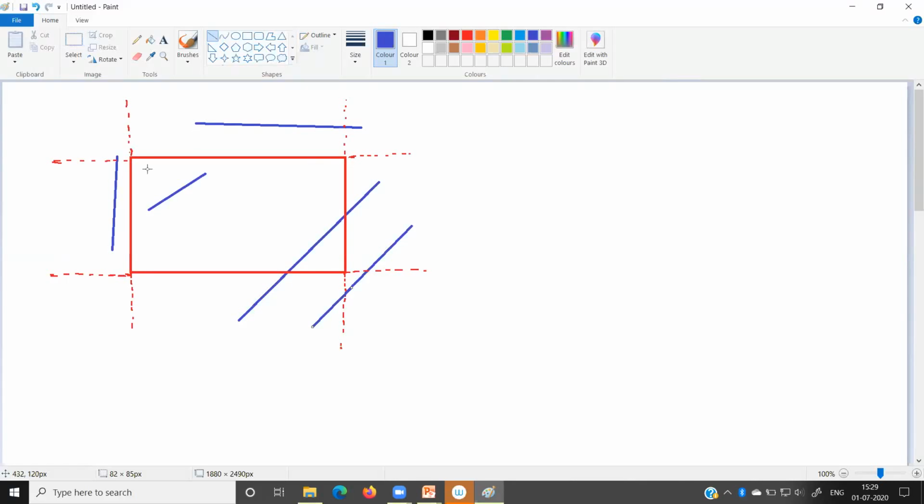With respect to this window, whatever line segment is present inside the window, we will consider, and the rest of the line segments will be discarded. That is the basic operation of clipping. That means we select a particular region, keep the objects that come inside that region, and discard the objects outside of it. So here we will discuss the Cohen-Sutherland line clipping algorithm.